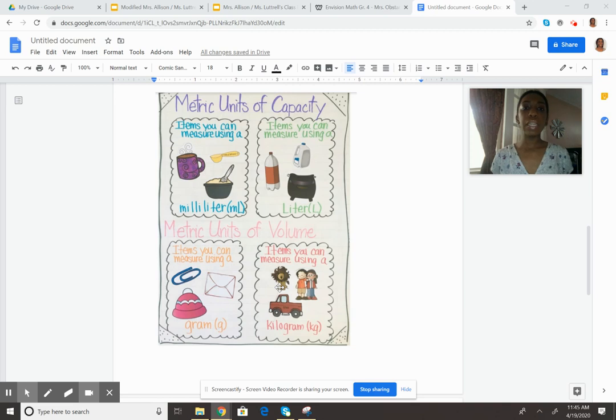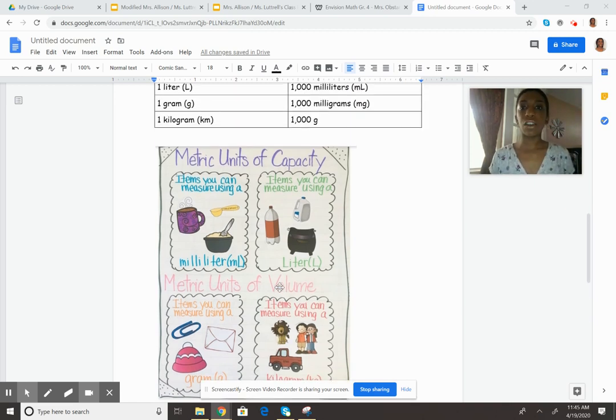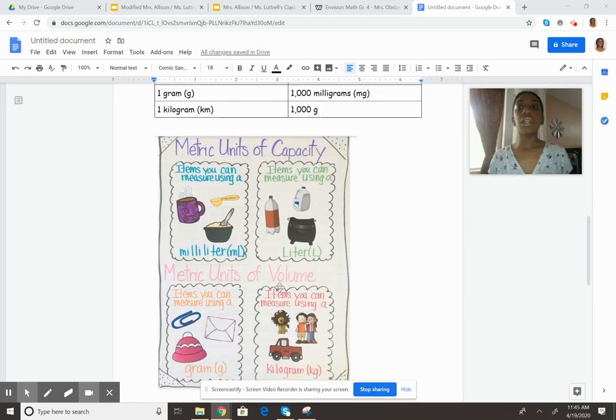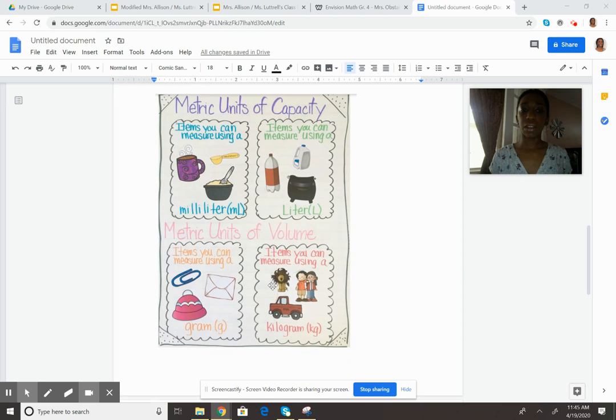And the metric unit that we did not go over is milligrams. Items that can usually be measured in milligrams are things such as medicine and vitamins. Whenever you go to buy some medicine or get some vitamins from the store, you usually see that it says milligrams. Those vitamins and medicines are measured in milligrams, okay?